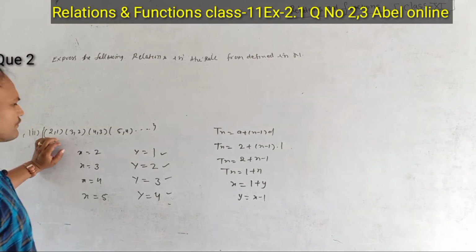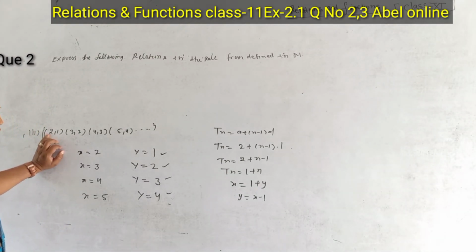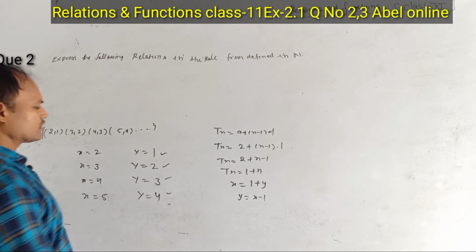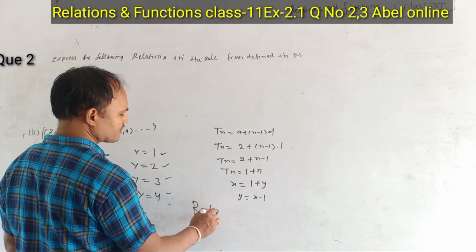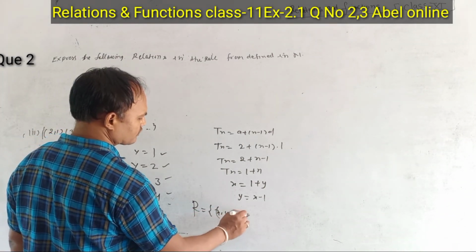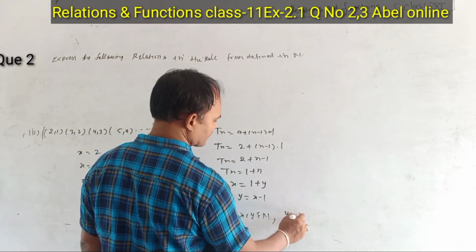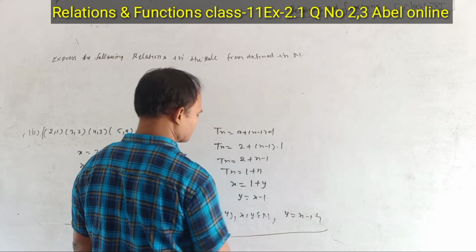Suppose the value of x is 2, so it is 2 minus 1, which is 1. Suppose x equal 3, so 3 minus 1 is 2. X equal 4, so 4 minus 1 is 3. Put x equal 5, so 5 minus 1 is 4. So what is the relation, students? The relation is: x, y belong to N, and y equal x minus 1.